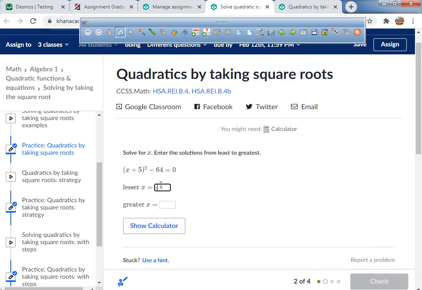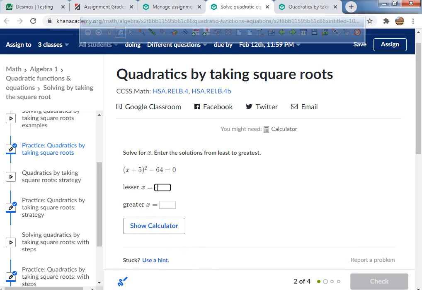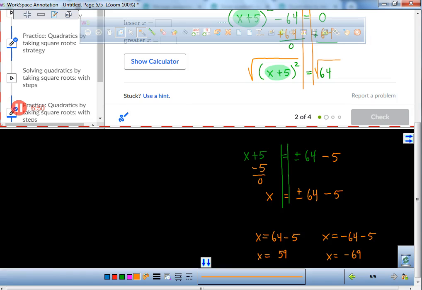Negative 69. Oh, wait. Yeah, that's right. Wait a second. Did I forget to take the square root? Oh my gosh. That was a close one. I totally messed that up.